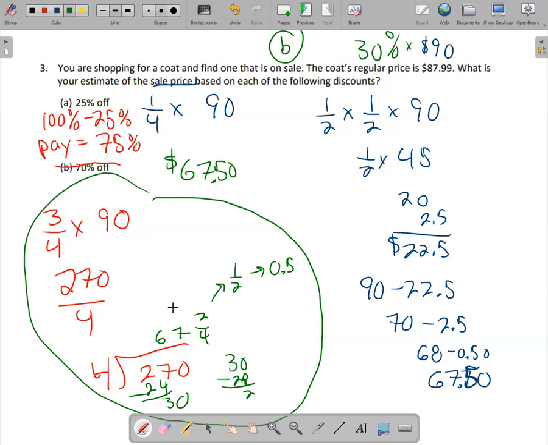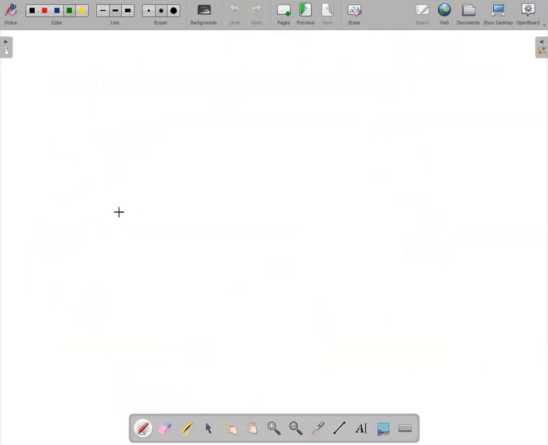So I was thinking 3 times 9 is 27. Is 27 the right answer? All right, I need to write something down for this. So 30% is really 30 out of 100, which I could reduce down to 3/10. And I want to know what is 3/10 of 90.